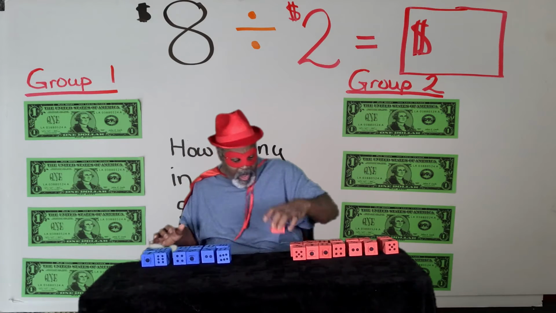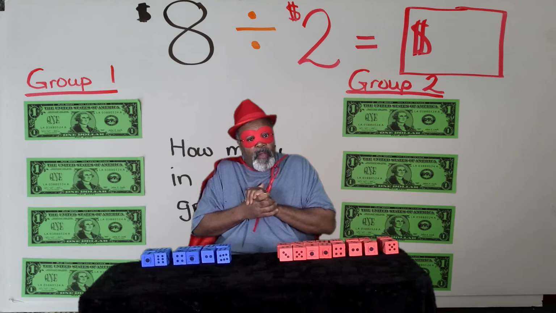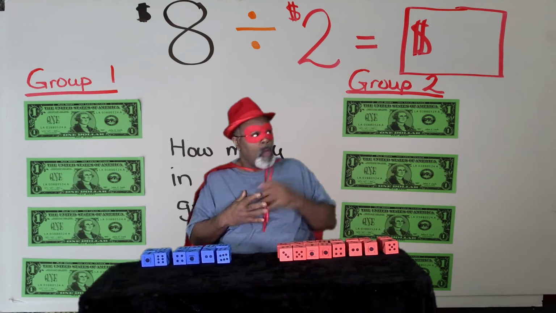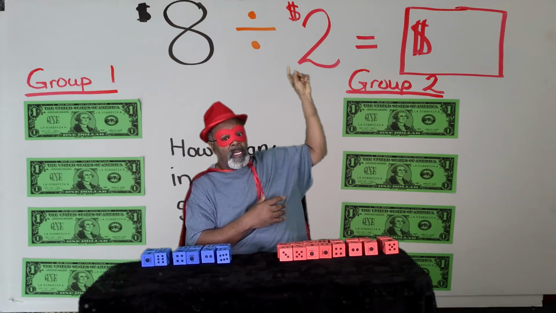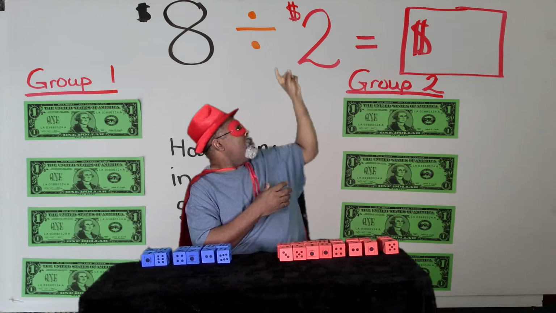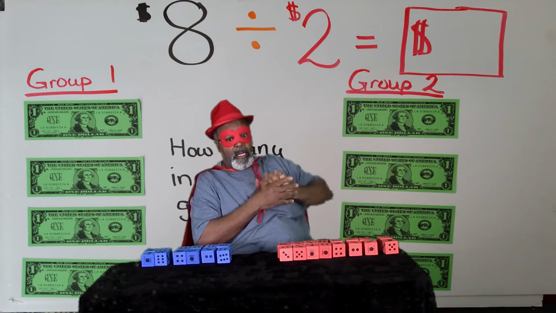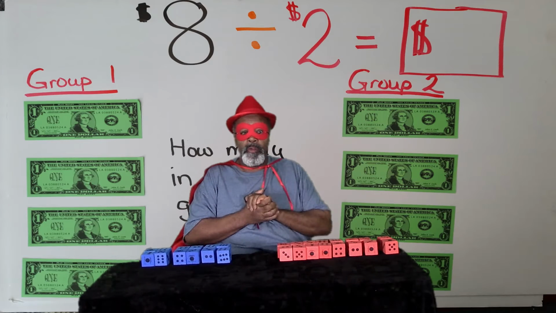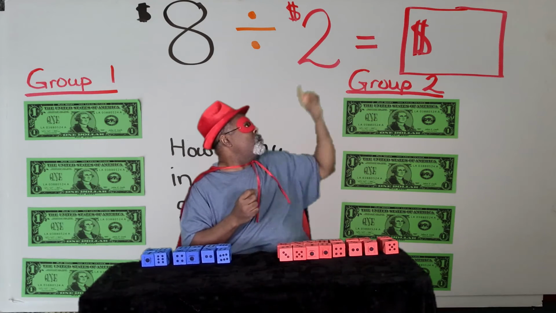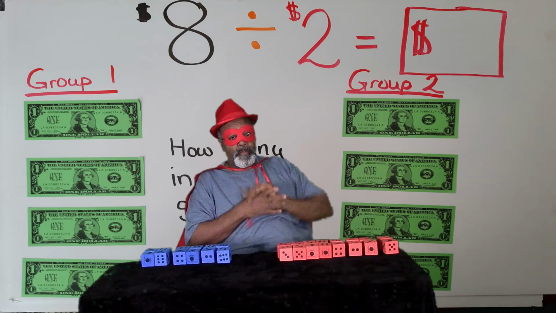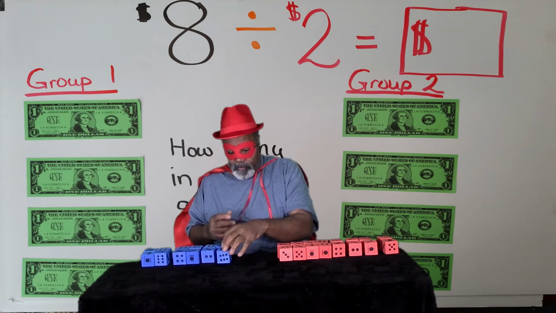Now, when you divide, you want to share equally. But you got to realize, what are you sharing? That first number, 8 divided by 2, that first number says that's what you're going to share. You're going to share 8. The second number is how you're going to share it. So that means we're going to share it in this example, 2 groups. So we got to make 2 groups. But we got to have 8. So let's count 8.